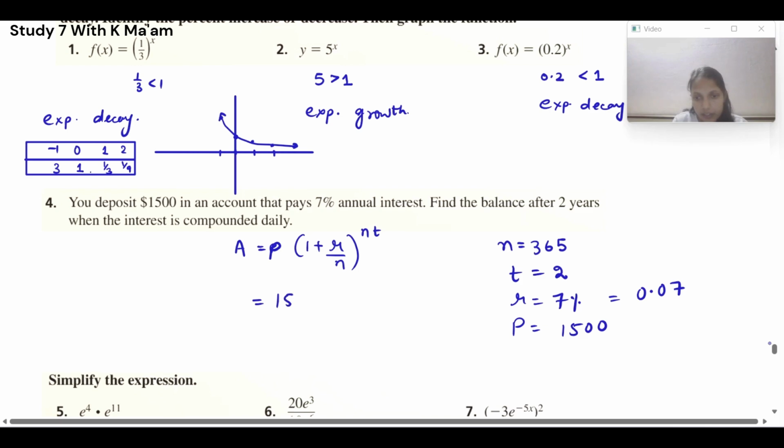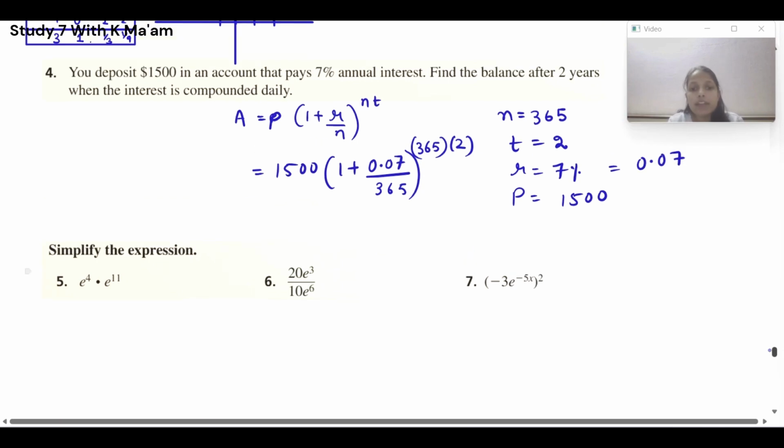Substitute: 1500 times 1 plus 0.07 over 365, to the power 365 times 2. Okay? You can solve this question yourself. It's just a calculation now.